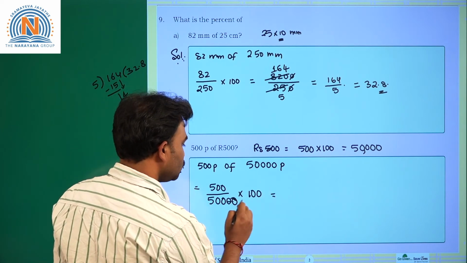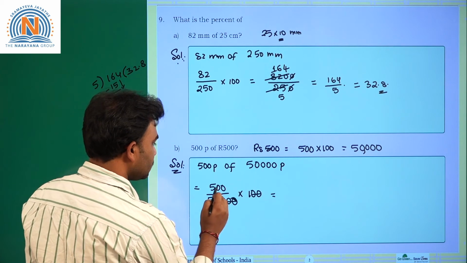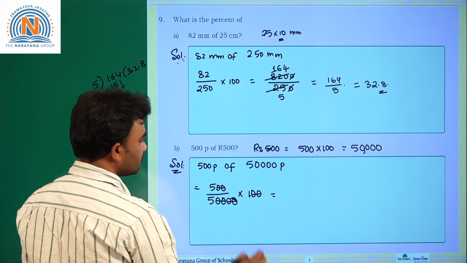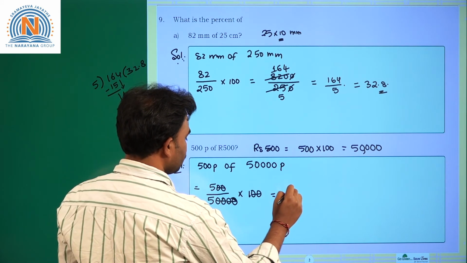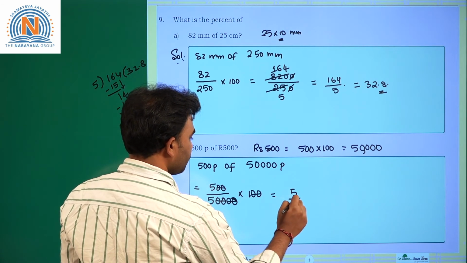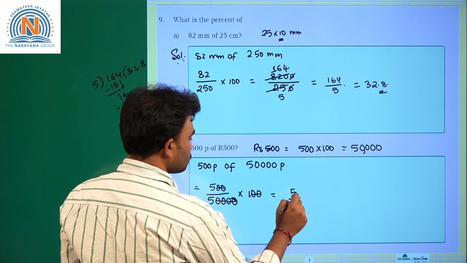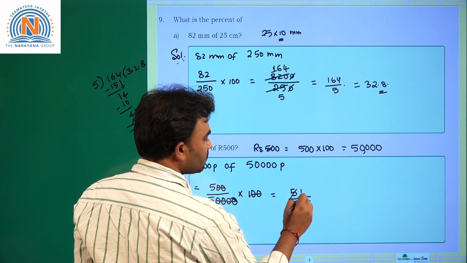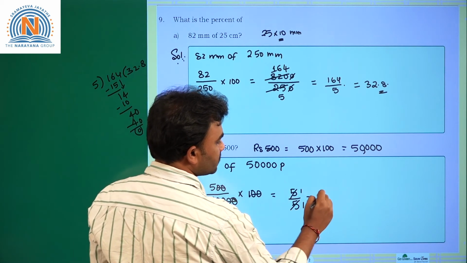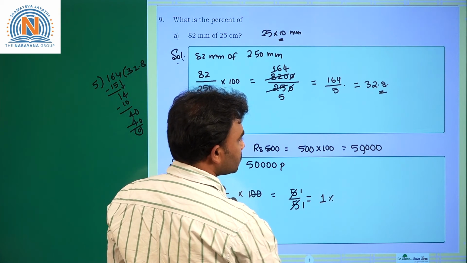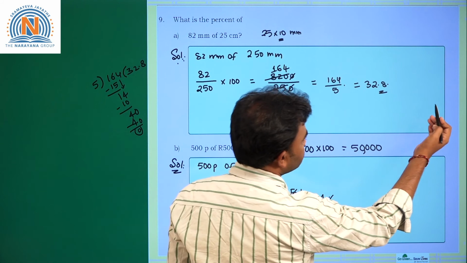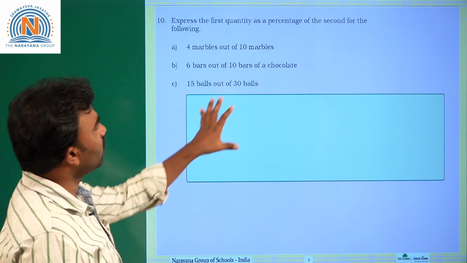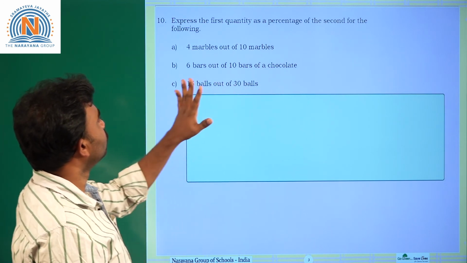2 zeros cancel, and here 2 zeros cancel. It is equal to 5 by 5. 1 by 1, that means 5 ones are 5, it is equal to 1. So 1% is the answer. Here also take the percentage symbol, 32.8%. Express the first quantity as a percentage of the second for the following.